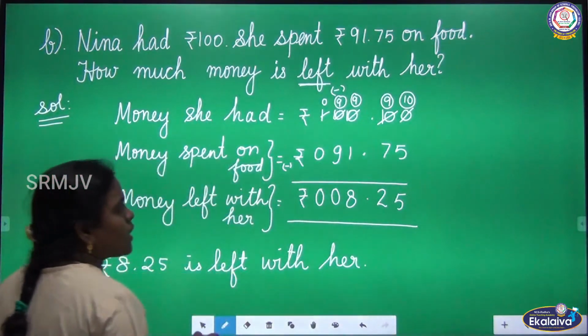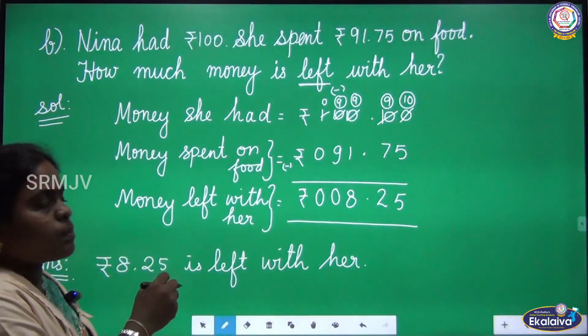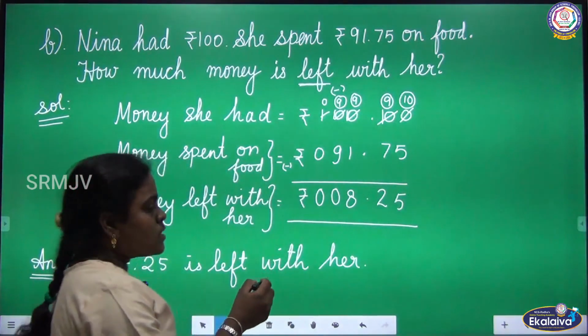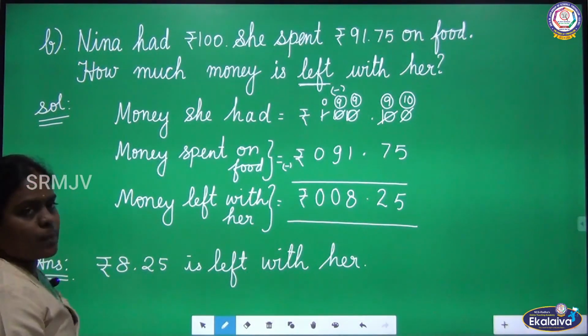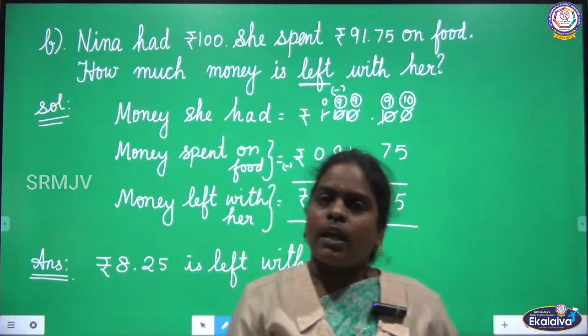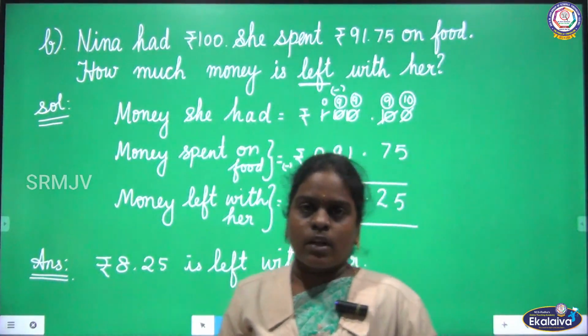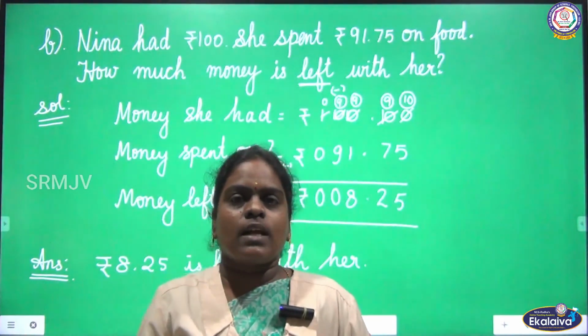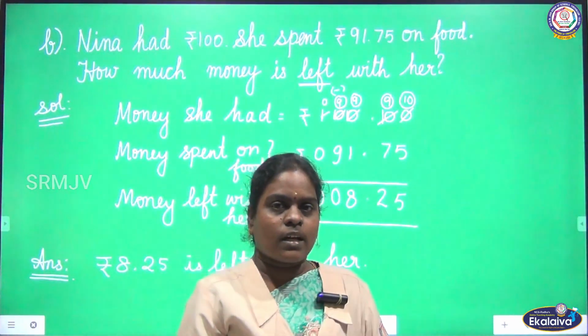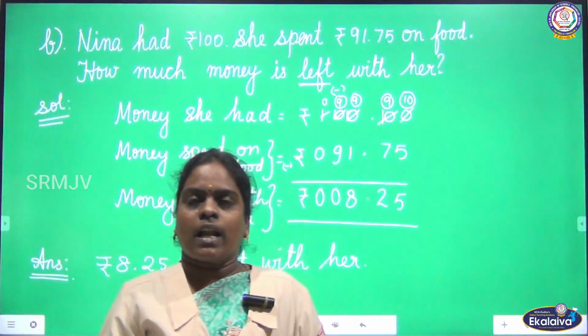So if you subtract the amounts 100 rupees and 91 rupees 75 paise, you can get 8 rupees 25 paise as left. So today in our class we have learned the concept addition and subtraction of money. I hope the concept is clear. We'll see you in the next class.